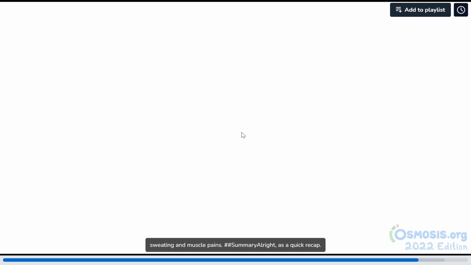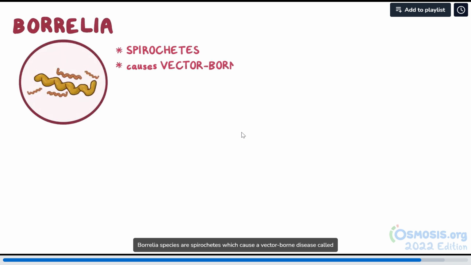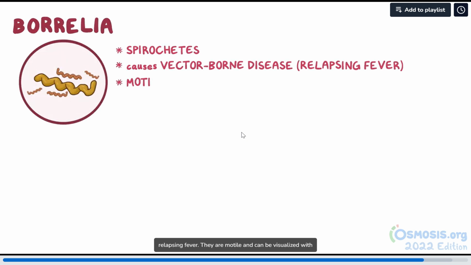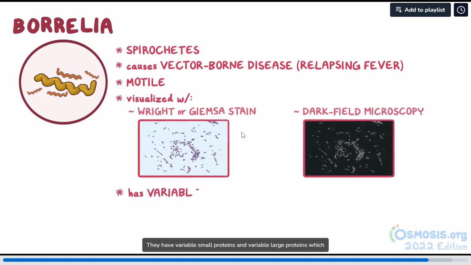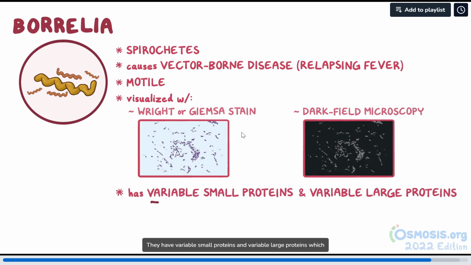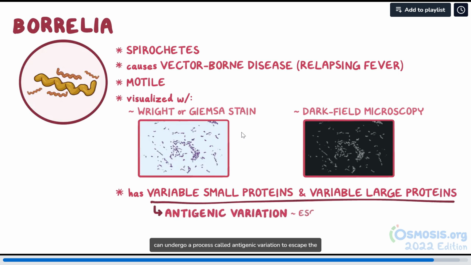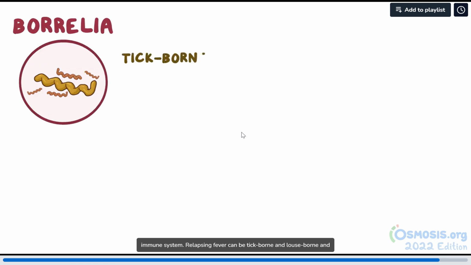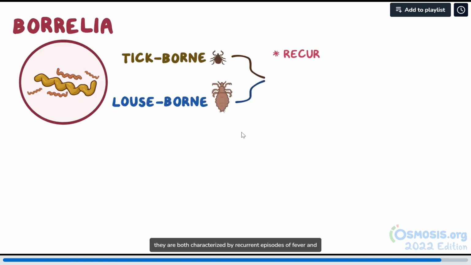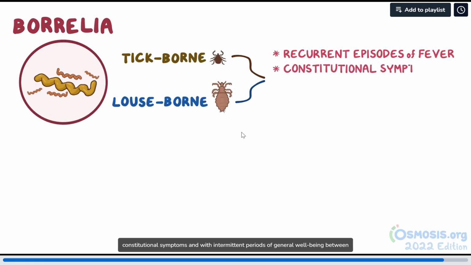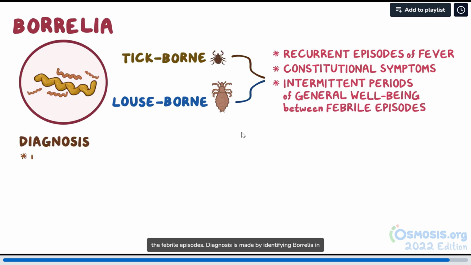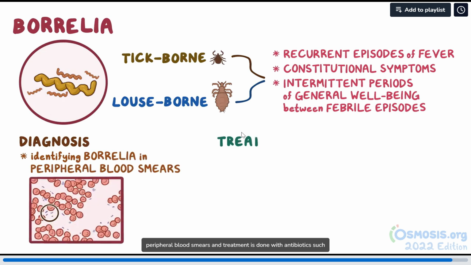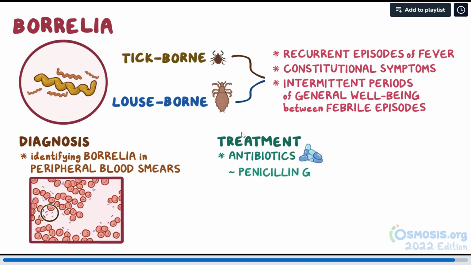Alright, as a quick recap, Borrelia species are spirochetes, which cause a vector-borne disease called relapsing fever. They are motile and can be visualized with Wright or Giemsa stain and with dark field microscopy. They have variable small proteins and variable large proteins, which can undergo a process called antigenic variation to escape the immune system. Relapsing fever can be tick-borne and louse-borne, and they are both characterized by recurrent episodes of fever and constitutional symptoms, and with intermittent periods of general well-being between the febrile episodes. Diagnosis is made by identifying Borrelia in peripheral blood smears, and treatment is done with antibiotics, such as penicillin G or doxycycline.